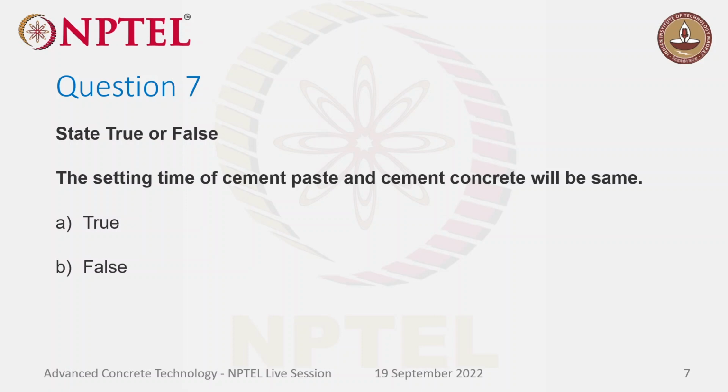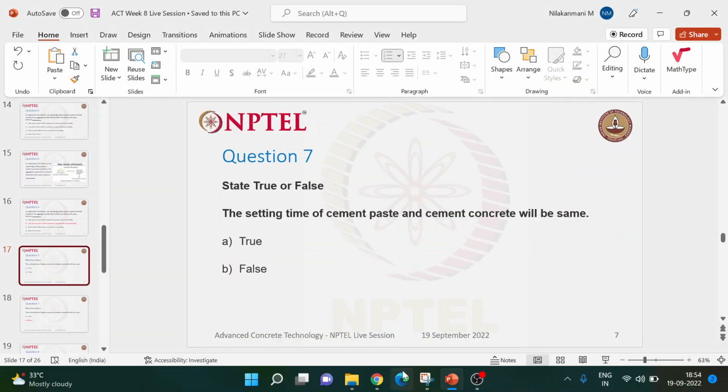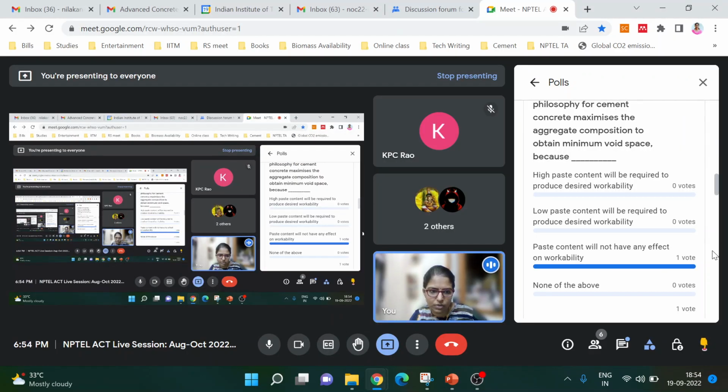If you've given the answer, what is the minimum setting time for cement paste? What is the minimum required setting time for cement paste? Can someone say? What is the setting time for OPC cement paste? I hope you know the answer. Maybe you have typed in the chat box. The minimum setting time should be more than 30 minutes, and the final setting time should be less than 10 hours, which is nothing but 600 minutes. Let me see the class response now and then get to the solution.